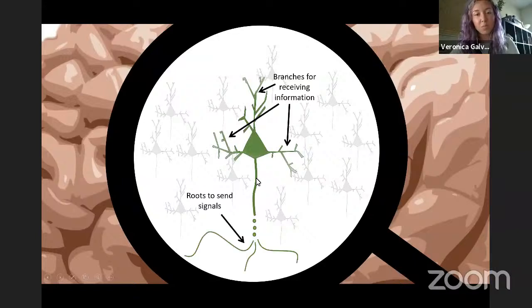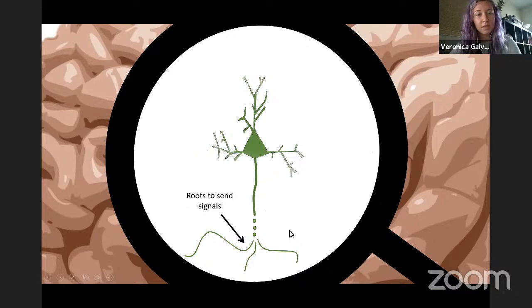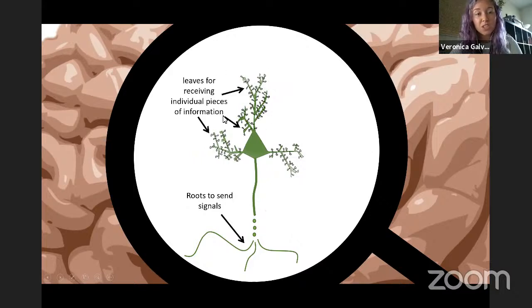And then they also have a part that comes down like this that we call an axon, and that is sort of like roots, and that's where a cell sends out information to communicate to other cells. So this would be that insulated part that goes from one area of the brain to another. These branches also have, you can kind of think about them like leaves.